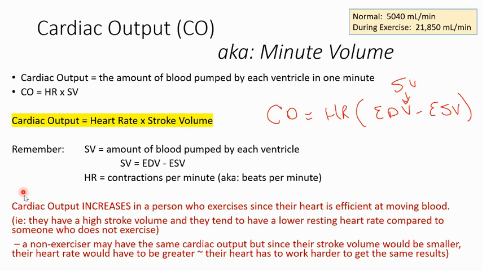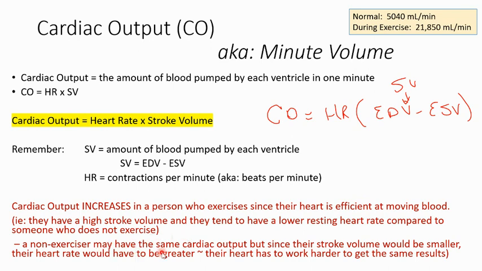Cardiac output increases in a person who exercises since their heart is efficient at moving blood. So if a person is exercising, their cardiac output is going to increase. A person who is fit has a high stroke volume and tends to have a lower resting heart rate compared to someone who does not exercise. We're not talking about someone at rest who is now exercising. It's basically a person who is fit, who exercises all the time.